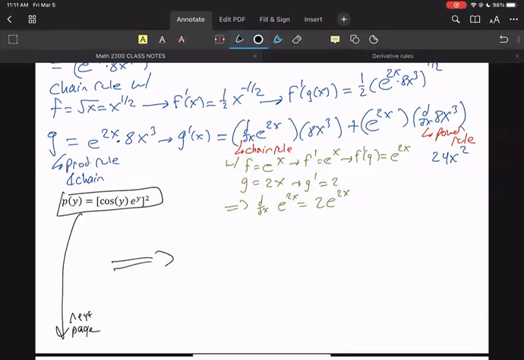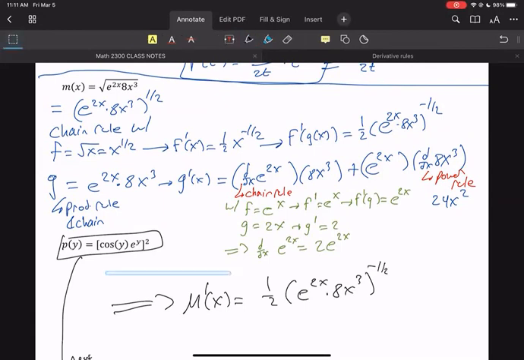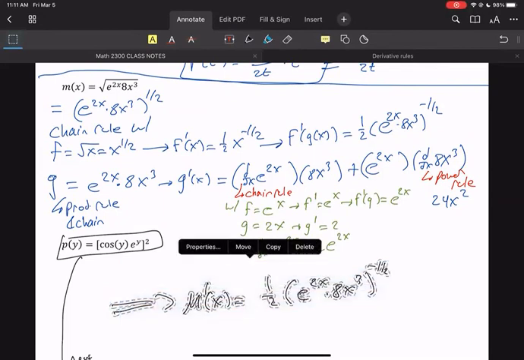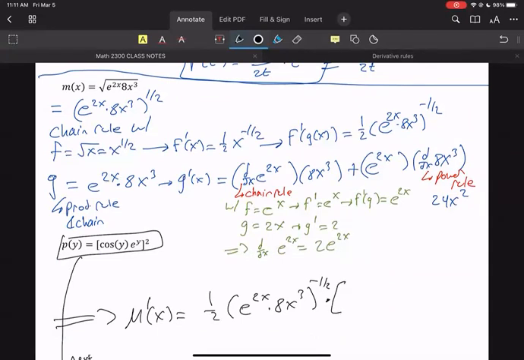So the final answer that we have of M prime is going to be F prime of G of X. So that first thing we worked on up top there. And I should have just realized how big this is going to be. We're going to need lots of room on this one. I'm going to slide this one over. F prime of G of X times G prime, which is the product rule. So it's going to be 2e to the 2x times 8x cubed plus e to the 2x and 24x squared.